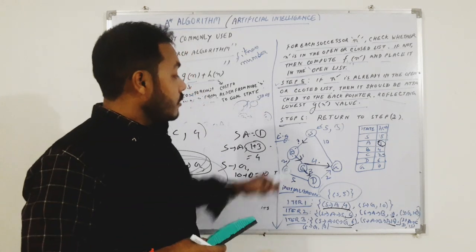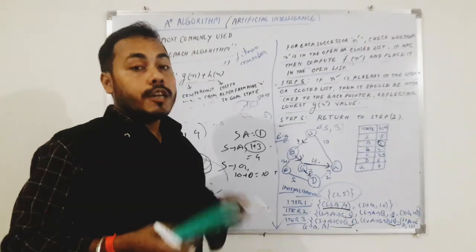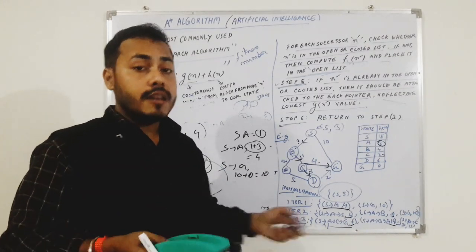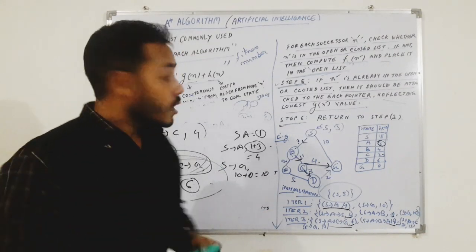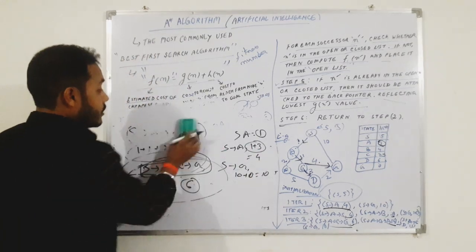Okay, do one thing, you have already taken the screenshot, so try to solve it by yourself, and if any confusion occurs, then do ask me. So this is the A star algorithm.